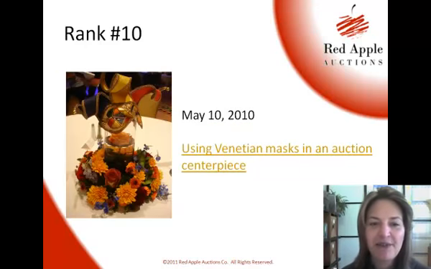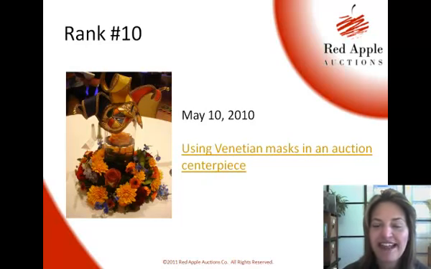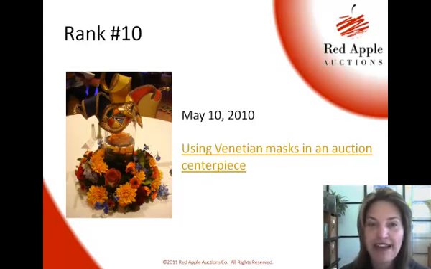And finally, rank number 10 was written on May 10th, 2010. Look at that, ranked 10, May 10, 2010. Using Venetian masks as an auction centerpiece. If you've got a Venetian theme and want to include masks or haven't thought about what you're going to do for your centerpieces, you can take a look there and get some tips on what this group did and why it was a standout event for them.